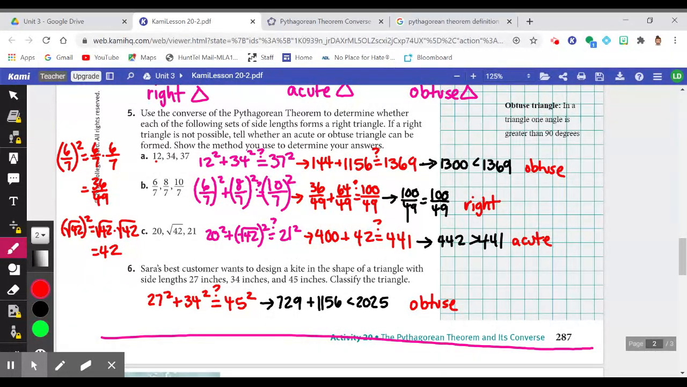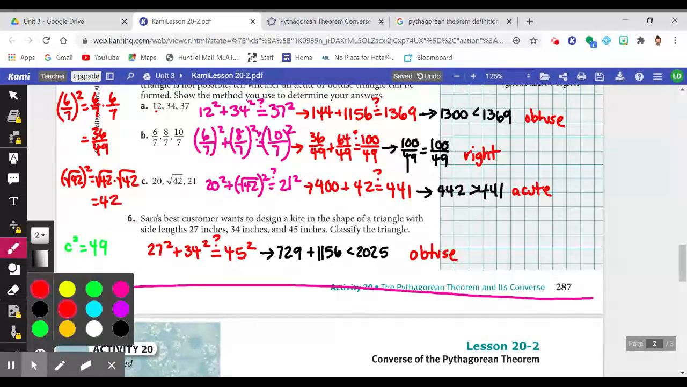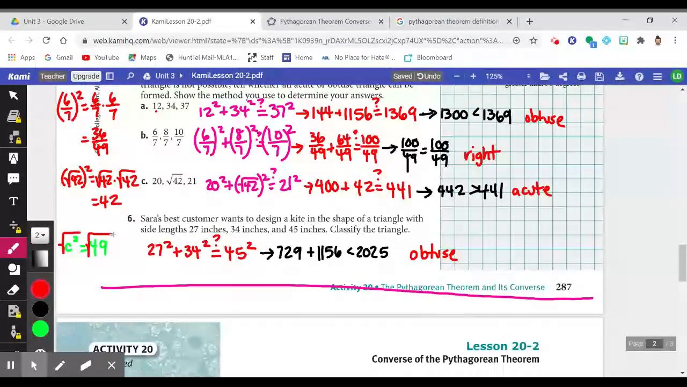So I definitely want to show you why the square root of 42 squared is just 42. If in the Pythagorean theorem, for example, we have c squared equals 49, you might know what c is, because you know what the square root of 49 is. But to solve for c, we take the square root, because taking the square root and squaring a number are undoing operations. Just like to undo addition, we subtract, to undo multiplication, we divide. So these are undoing operations.